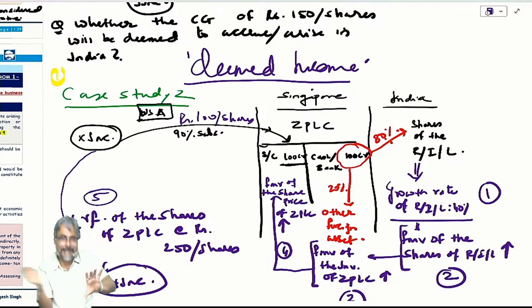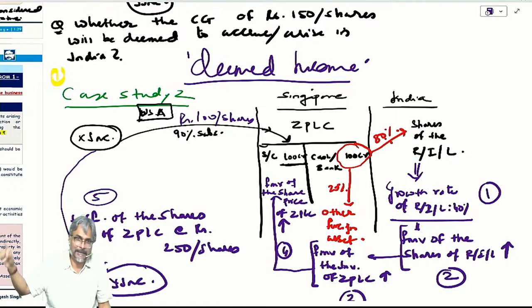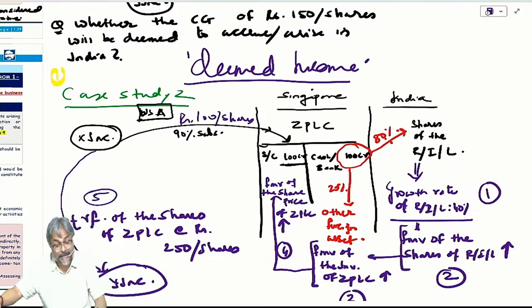Now that nexus that you want to establish within India, you will have to put in a provision. Without a provision, you cannot tax it. Is that point clear to all of you students? All of you are clear? Exactly the point.